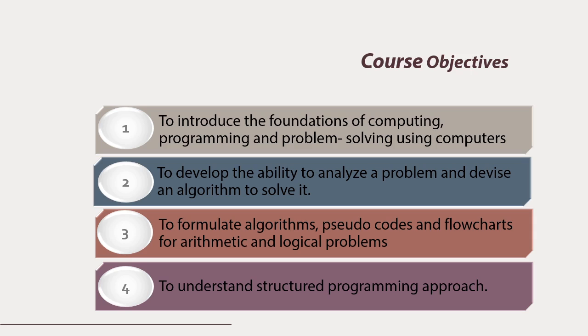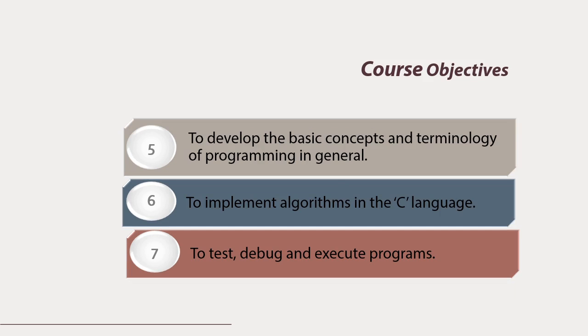Third objective is to design algorithms, pseudocodes, and flowchart for arithmetic and logical problems. Next is to know the structured approach of programming language. Fifth objective is to grow the basic concept and terminology of programming languages. Next objective is to construct an algorithm in C language, and the last objective of this course is to construct and execute the programs. So these are the objectives of our course.